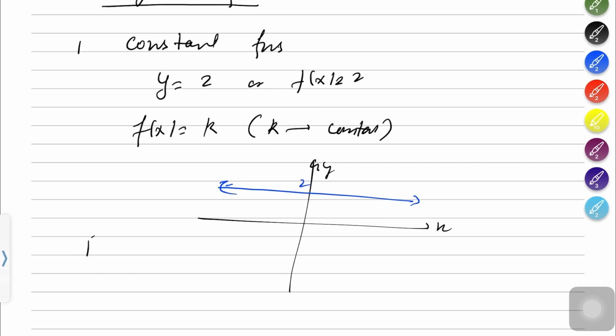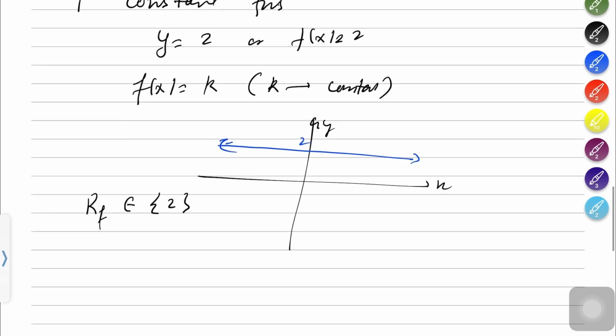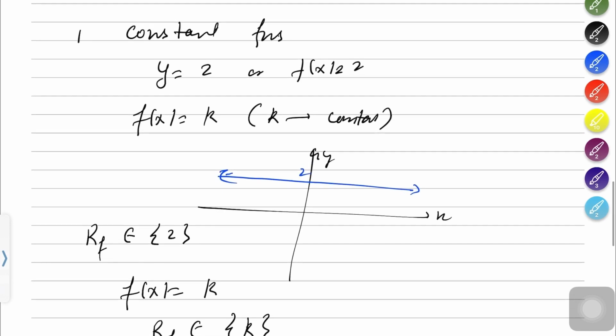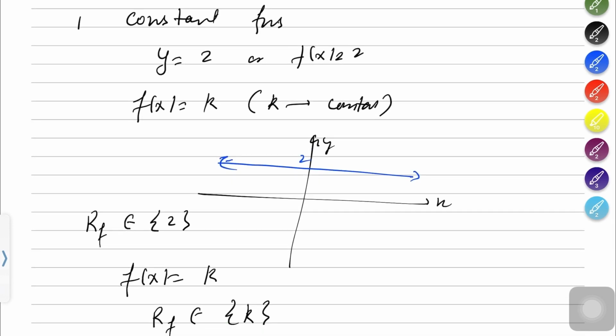So in this case the range of the function is just one value, 2, or in general, for any constant function f(x) is equal to k, the range of the function is just one value, k. Okay, so the range is just one value k. So this is the constant function.